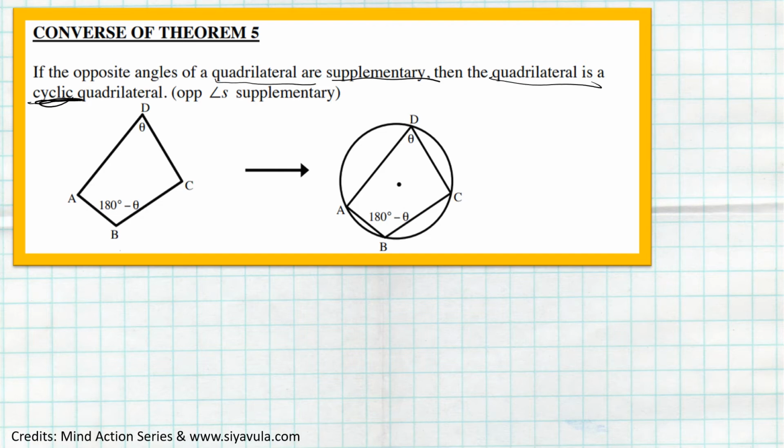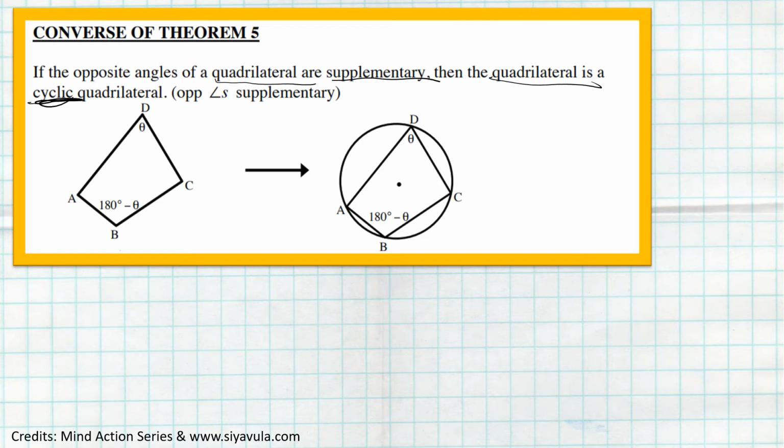Okay, take a look at this diagram. Maybe the question says, prove that ABCD is a cyclic quadrilateral. Given a diagram like this, what can we do? We can check, are opposite angles supplementary? When you take opposite angles, do they add up to 180 degrees? If you find that that is the case, then that thing is a cyclic quadrilateral, there's a circle around that quadrilateral, because it satisfies theorem number 5.